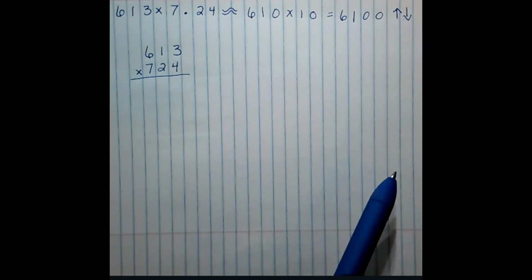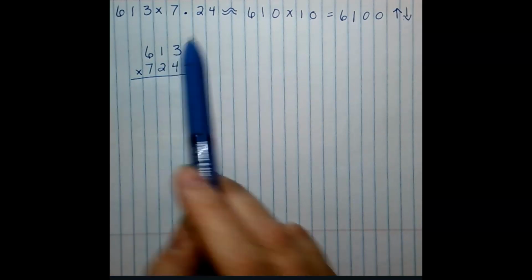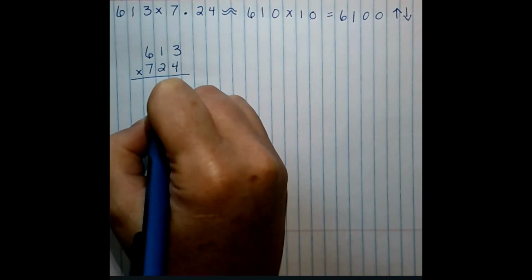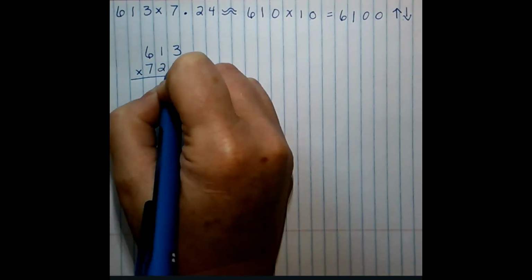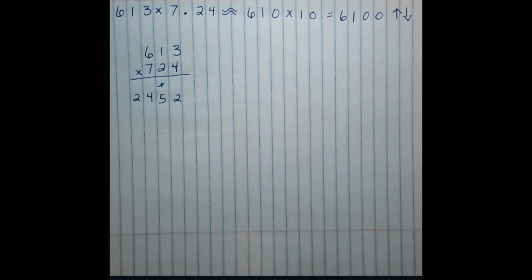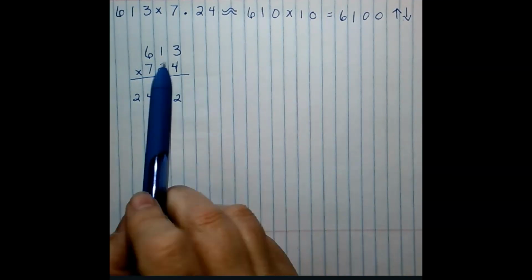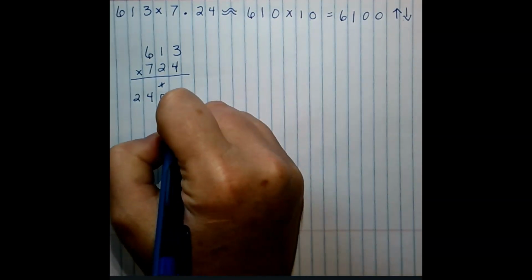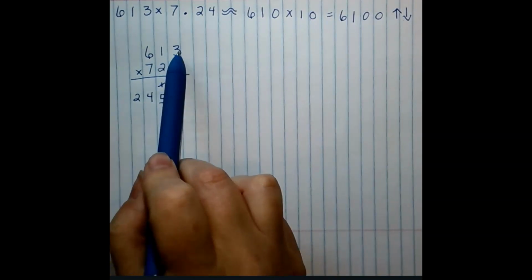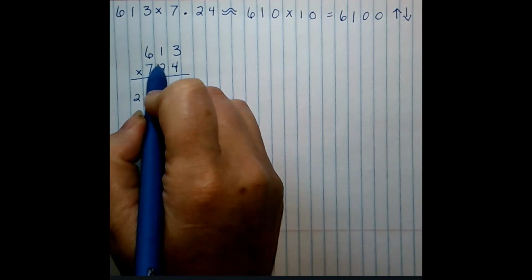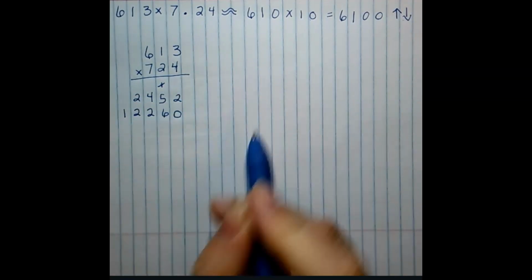When multiplying by 4, 4 times 3 is 12. 4 times 1 is 4, plus 1 more is 5. 4 times 6 is 24. When multiplying by tens, we have a 2 in that place. That 2 is really a 20, so we're going to take the 0 from the 20 and put it down here. 2 times 3 is 6. 2 times 1 is 2. And 2 times 6 is 12.